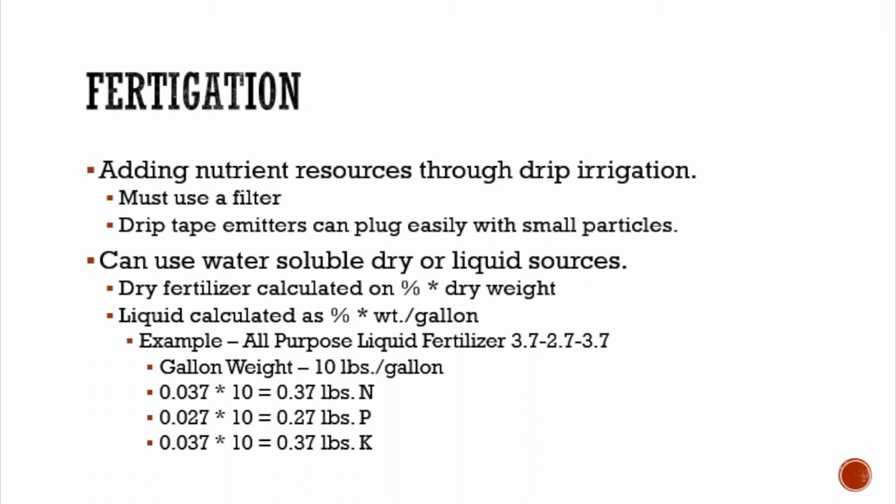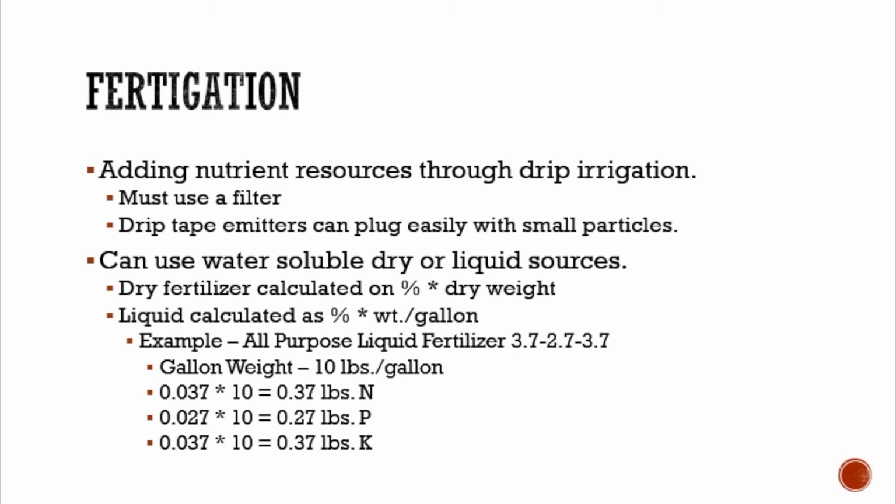Fertigation gives us a little bit of a different aspect also, and fertigation is where we would add nutrients through a drip irrigation system. One of the things that I will highly recommend is make sure that you use a filter because the drip tape emitters that we're using will plug with even the smallest of particles. So as we are mixing up a nutrient base, adding water to a dry fertilizer or using a liquid fertilizer, make sure that there is a filter on that injector end before it goes into the system to fertilize your plants. We can use either a water-soluble dry fertilizer or a liquid source for these calculations or for the fertigation.